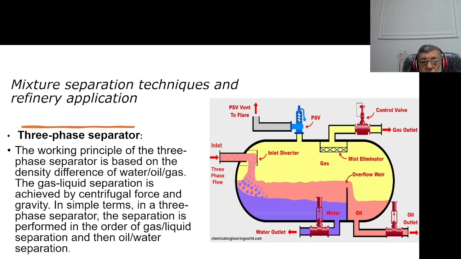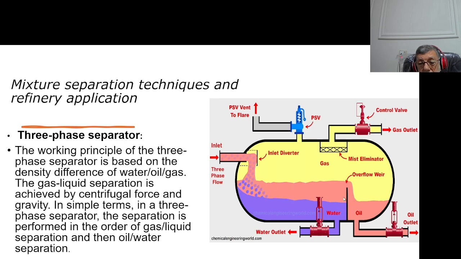The working principle of the three-phase separator is based on the density difference of water, oil and gas. Because the densities are different between these three phases, they are separated. So the gas goes up, then the water and oil come down. Here is the inlet of crude oil, and there is an inlet diverter to change the direction of the flow. The gas goes up and the water and oil come down.